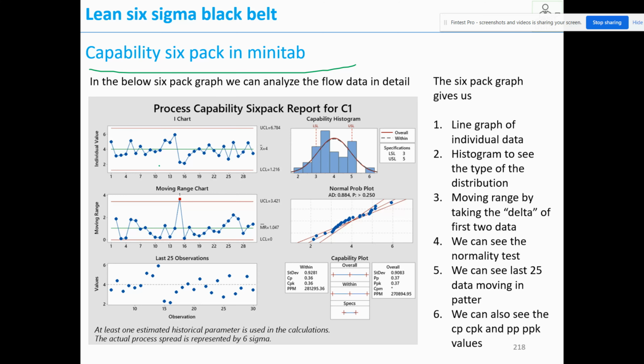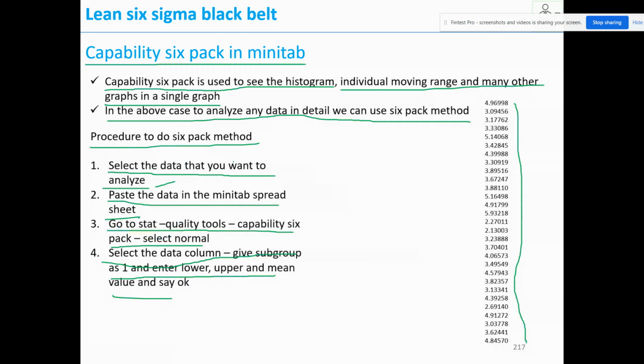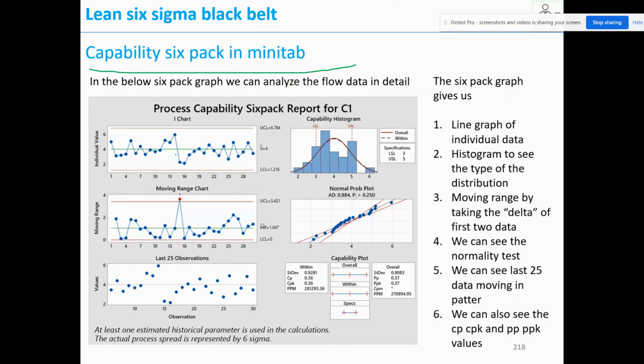Now let us analyze what each thing is telling. For this 30 set of data, it is an individual chart. That means it tells how each individual data point is moving. Now if you see, 4 plus or minus 1 mm is a dimension, where 3 to 5 mm is the specification. So the data is tending to vary like this.